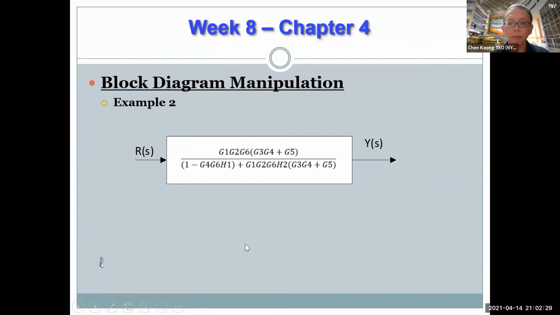Finally, after simplification, we get the final expression within the block. So basically, for such kind of block diagram manipulation, it is a lot about practicing. So practice makes perfect. The more you practice, the fewer mistakes you will make, and therefore you can solve it very accurately, right?